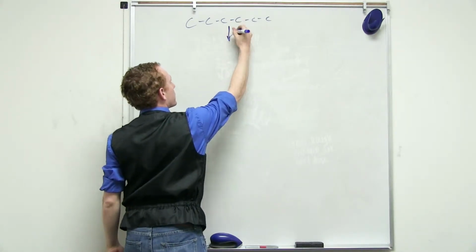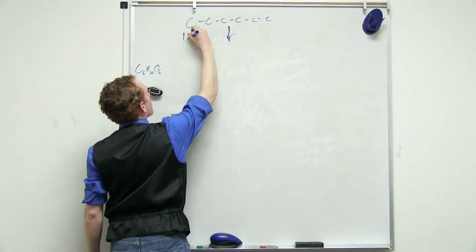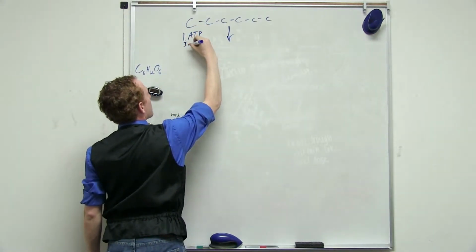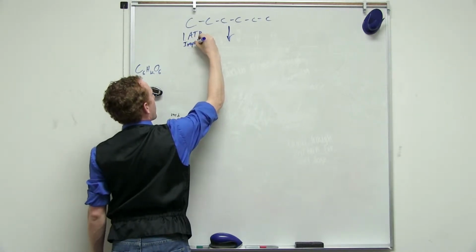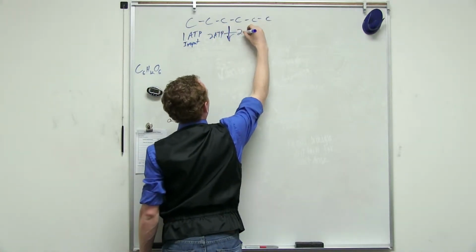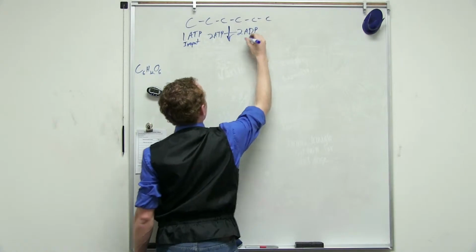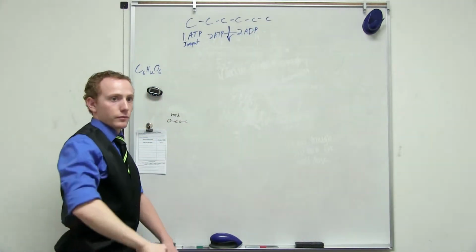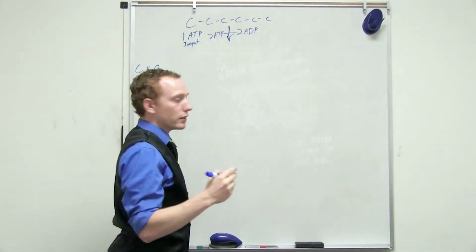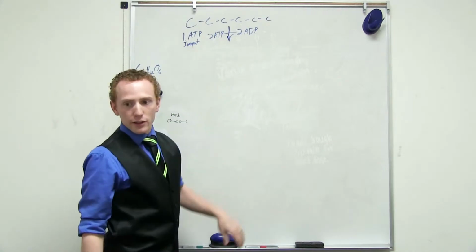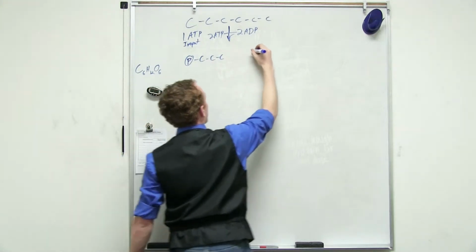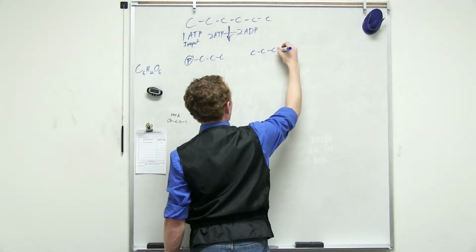What is the first step? ATP input. How much input? Two ATP input. So 2 ATP, and what do we get? 2 ADP. Then the second step is sugar cleavage. So first we invest. We put in energy so we can get energy out. That's going to put a phosphate on each end of the carbons.